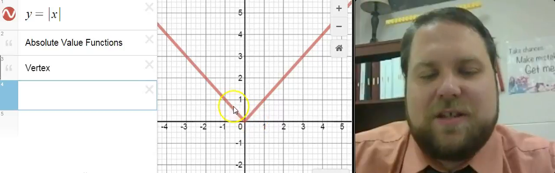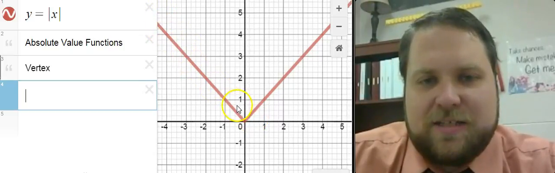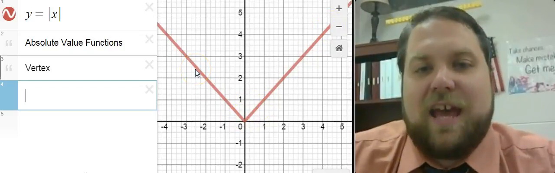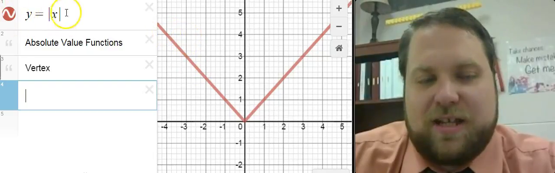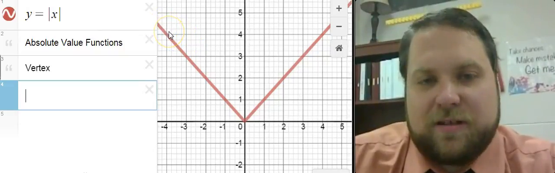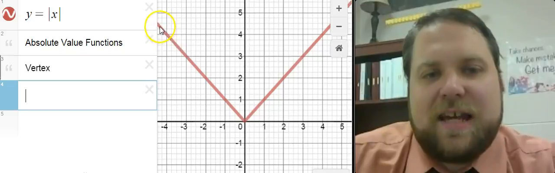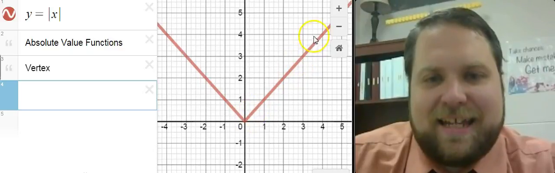Also interesting to note is that the absolute value function is made of two lines, one going this way and one going this way, and those two lines are going to have the same slope. And for this equation right here, y equals the absolute value of x, which we call the parent function, it's the one we're going to start with on all these transformations, this line right here has a slope of -1, and this side has a slope of +1.